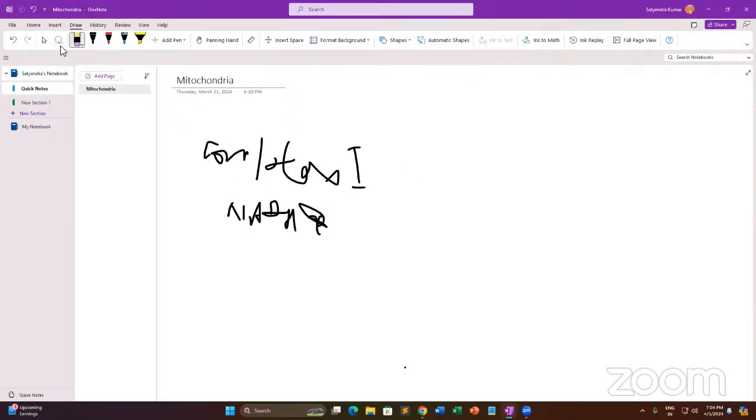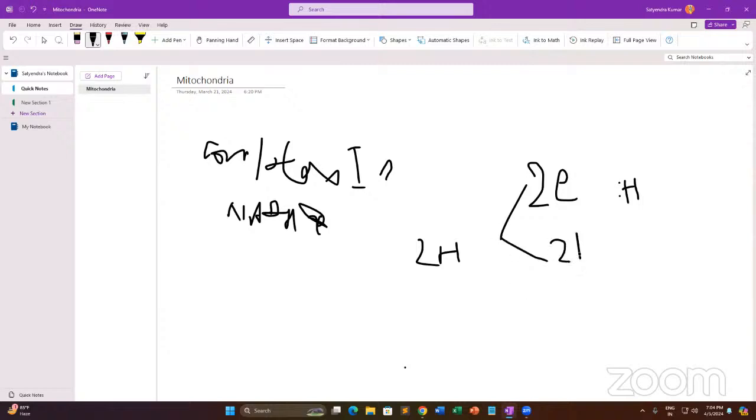This 2H consists of two electrons and also two protons, and NAD receives them in such a form. It is NADH minus because it consists of two electrons and one proton. And this 2H is also a proton.